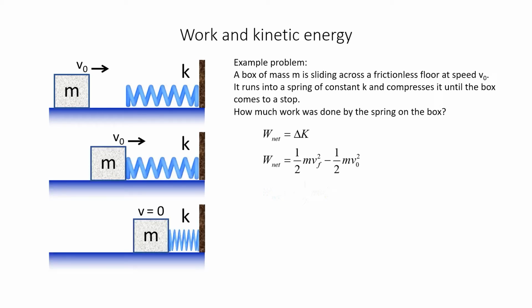We start by drawing our diagrams at two different times, when the box first touches the spring, still going at speed v0, and when the box has come to rest, completely compressing the spring. We've also expanded our expression for delta K to be 1/2 m v final squared minus 1/2 m v0 squared. We'll use time 0 when the box first touches the spring and the final time to be when the box finishes compressing the spring. Our v final then is 0, and we've dropped that from our expression. This gives us work net equals negative 1/2 m v0 squared.